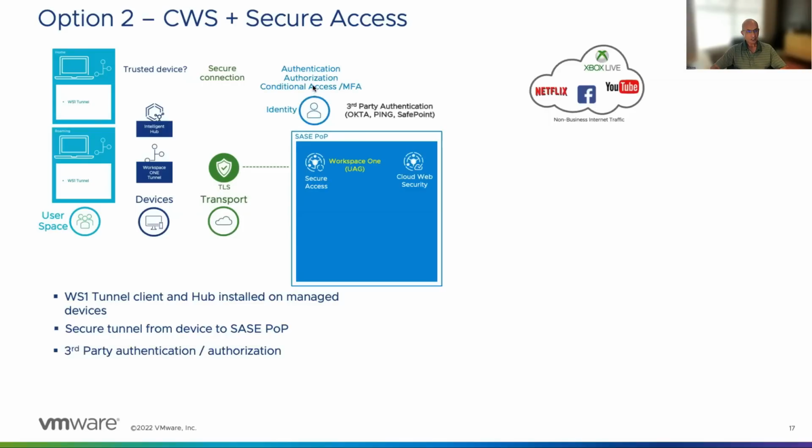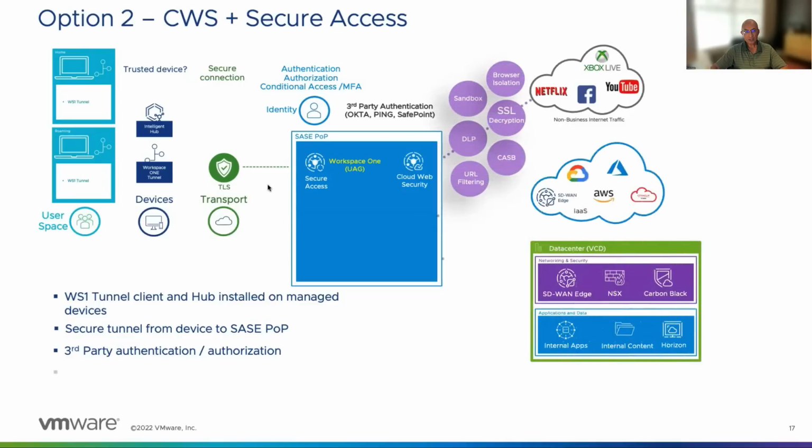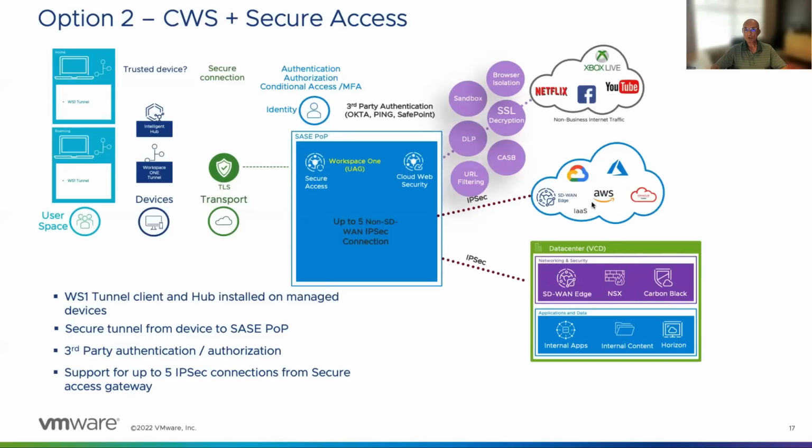Now, there's authentication and authorization that could potentially come from a third-party service like Okta, Ping, or SafePoint, or could be Workspace ONE Access if you're going with VMware. Right? So as you can see, what I'm saying here is it's a very open architecture. We support third-party integration as long as they're SAML-based and so on. So it's pretty standard, and there are standard APIs for all of this as well. So in addition to protecting them using Cloud Web Security, now you have the option from the Secure Access Gateway, for instance, to have up to 5 IPsec tunnels that can traditionally be terminated in a traditional data center with VCD, or possibly even an AWS EC2 instance or anywhere else.